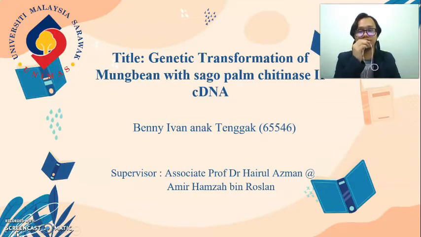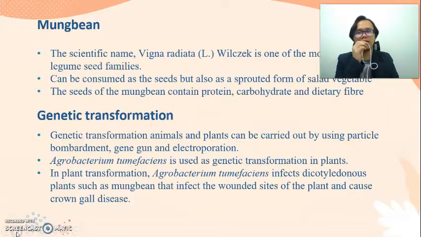My title is Genetic Transformation of Mungbean with sago palm chitinase 2 cDNA. Introduction. Mungbean, or the scientific name Vigna radiata, is one of the most important legume seed families. It can be consumed as seeds but also as a sprouted form of vegetable. The seeds of the mungbean contain protein, carbohydrate, and dietary fiber.